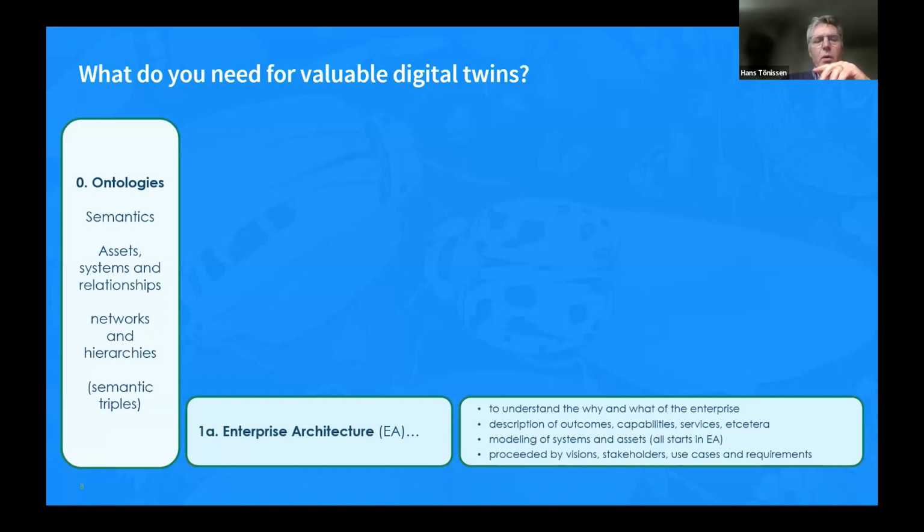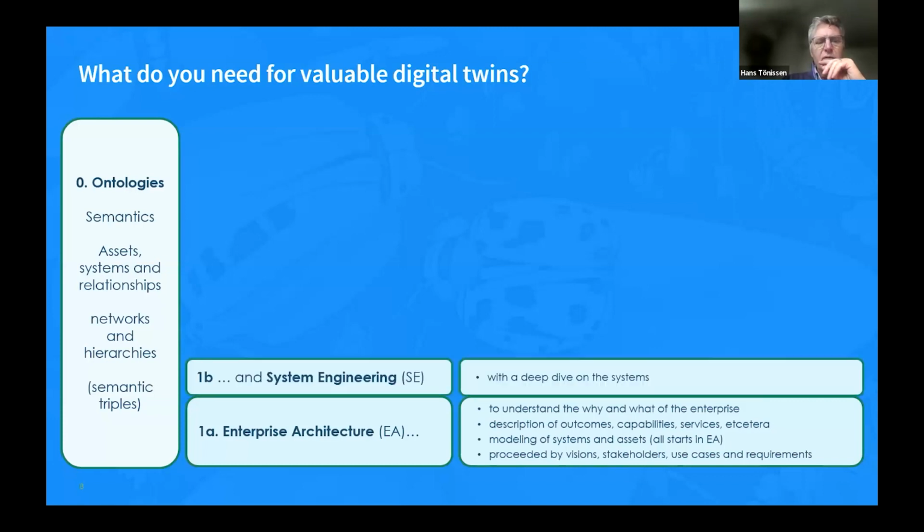What you see more often in the engineering world is system engineering. If enterprise architecture is about the enterprise, system engineering is most of the time about the system, or you must look at a system of systems approach. Then you can also say the system of systems is also the enterprise, and you can combine those two techniques with each other.